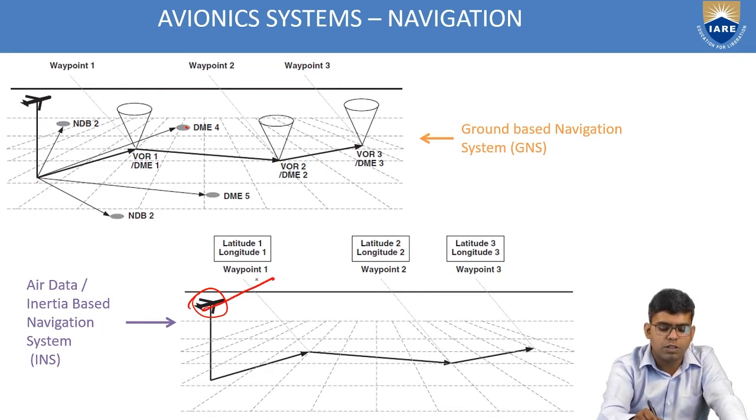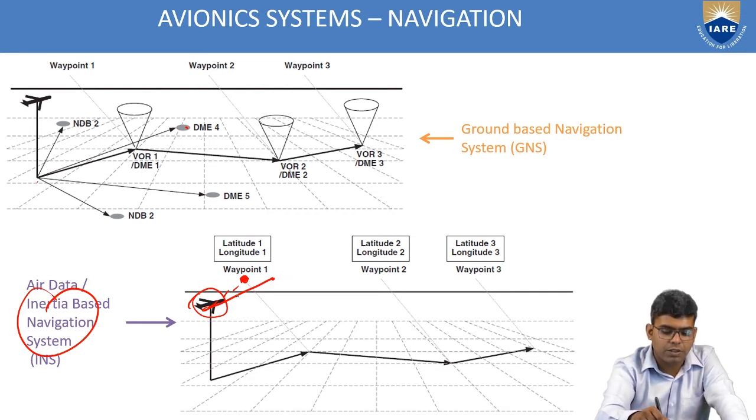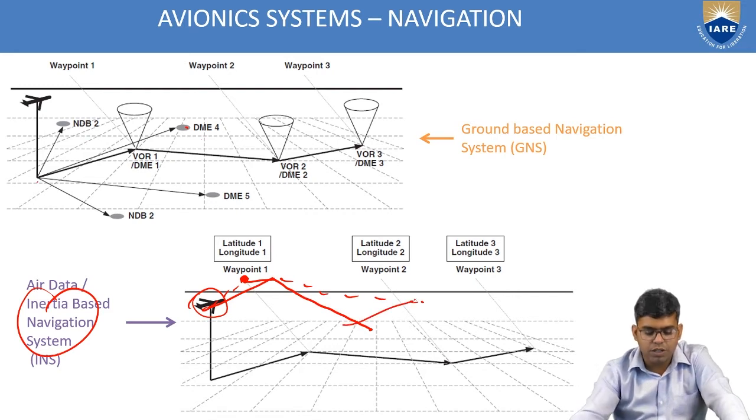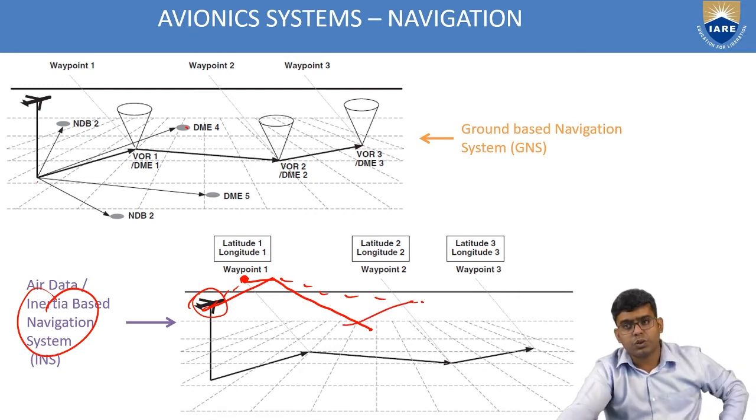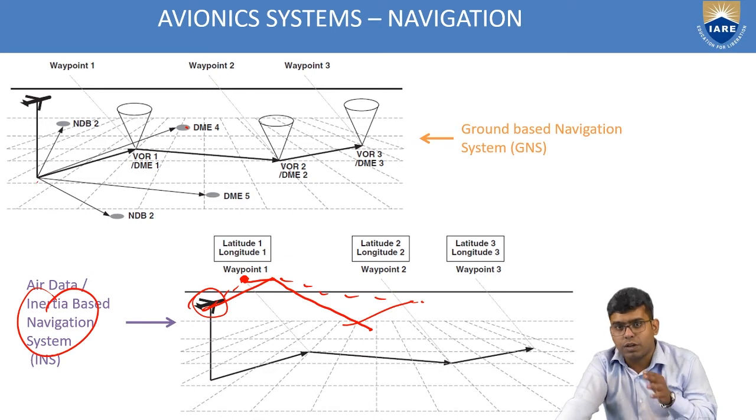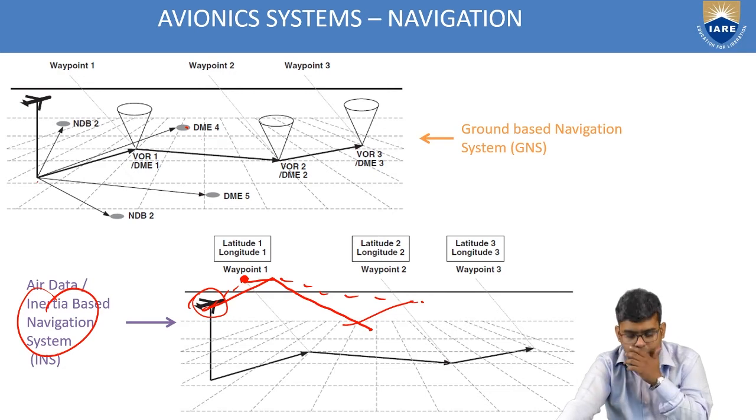For example, I'll be going like this instead of going like this. At this point, I can rely on the data that I'm getting from inertia or air data to say that, okay, my heading is different. I am not on the exact planned flight path, so I can give some corrections to come back. Similarly, if I'm going like this, instead of going this way, I can give my corrections based on my inertial data. So this is how inertia-based navigation systems work.